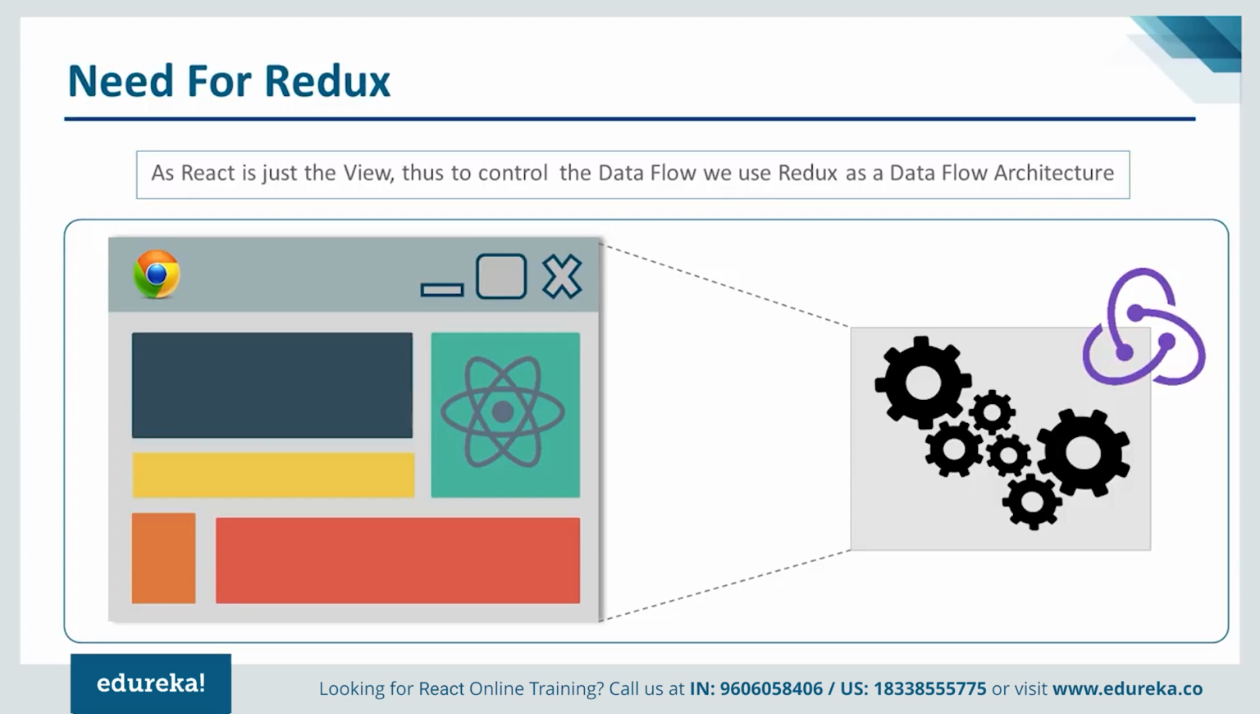And I'm assuming, since it's an advanced topic of React.js and Redux, that the viewers of this webinar have a little bit of knowledge of React.js and its various features and components required to implement React. And we all know React is just the view part. So to control the data flow, something else is required. And that something else with respect to React.js is Redux, because Redux handles your data flow and is basically used for data flow architecture.